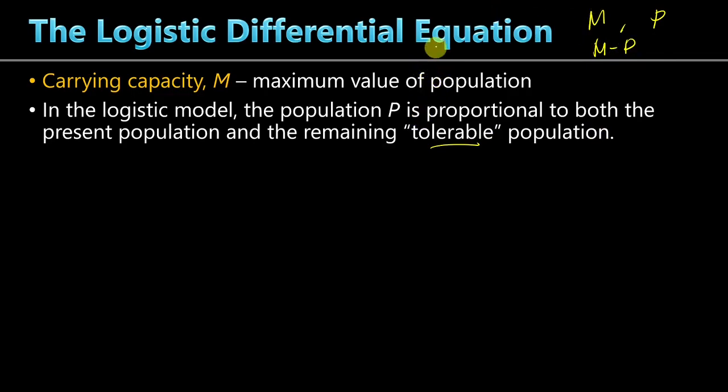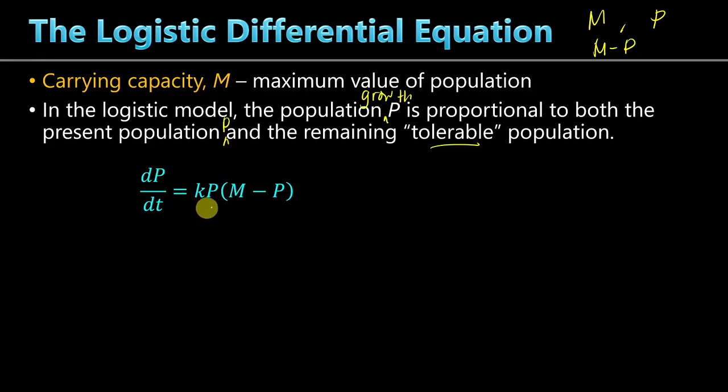So from this, we can create a differential equation. So the population growth is proportional. Okay, so dapat ito ay growth, no? Population growth is proportional to both the present population, which is P, and the remaining tolerable population. So kung gagawan ko yan ng differential equation, this dP over dt is the population growth. And it is proportional to P, the present population, which is similar to the exponential model.